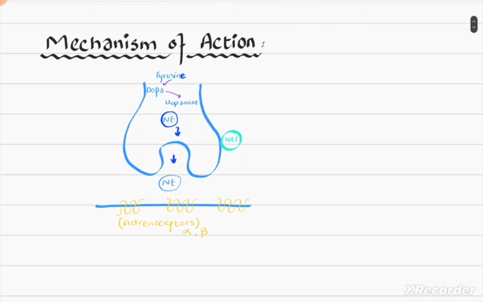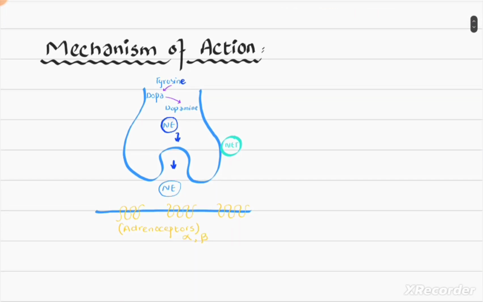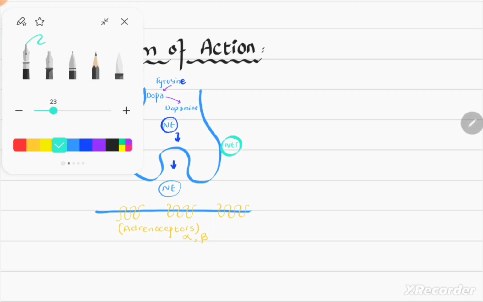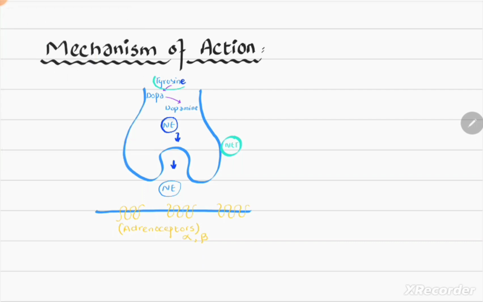So, the mechanism of action. We have to recall the mechanism by which norepinephrine, epinephrine, or dopamine, all these adrenergic catecholamines or adrenergic neurotransmitters, have their effect. I have also discussed this mechanism in my previous video. The process starts from tyrosine. Tyrosine is an amino acid that is converted into dopa, which is an intermediate compound. This dopa is converted into dopamine.